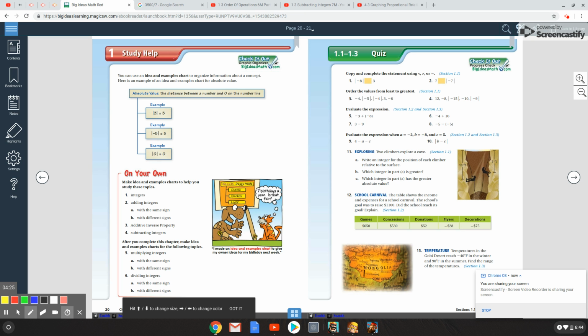Remember that they show you the values up here. A is negative 2, B is negative 8, and C is 5. So enjoy your last elevator music that you will hear in this video.